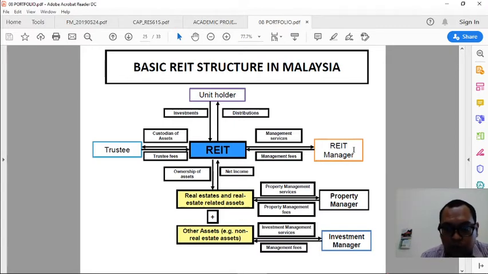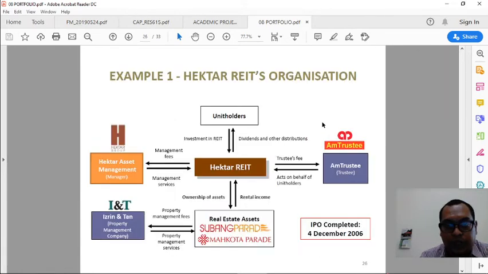So it is up to you, as the REIT manager, to fulfill all of this. Like if you look at Hectare REITs, the trustee is being given as a M trustee. The manager is Hectare Asset Management. For the property management aspect, the day-to-day operations of these properties that is being purchased by the REIT, like Subang Parade and Mahkota Parade, they already appoint Izrin and Tan as the property management company. And then the investors, of course, they will expect the dividend and other distribution.